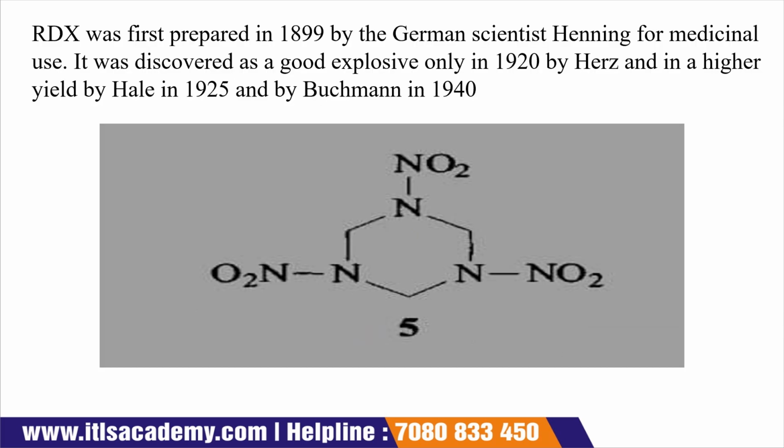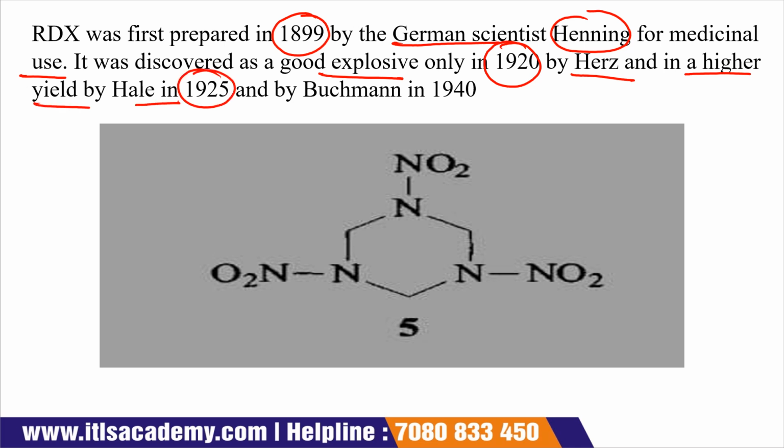RDX was discovered by the German scientist Henning in 1899. The purpose behind the discovery of RDX was medicinal use. It was then used as a good explosive in 1920 by Herz, and in a higher yield by Hale in 1925, and by Bachmann in 1940.